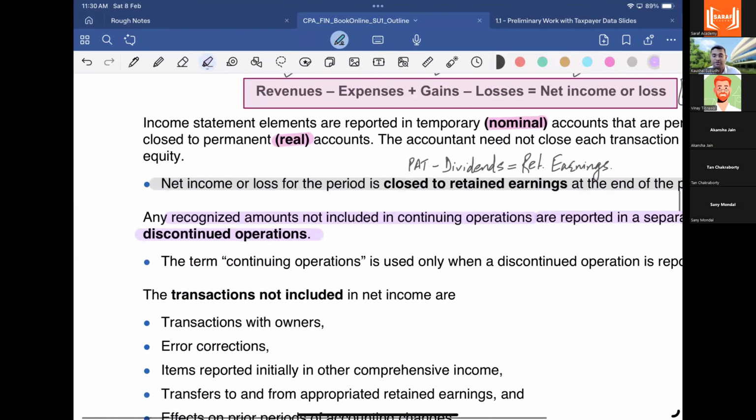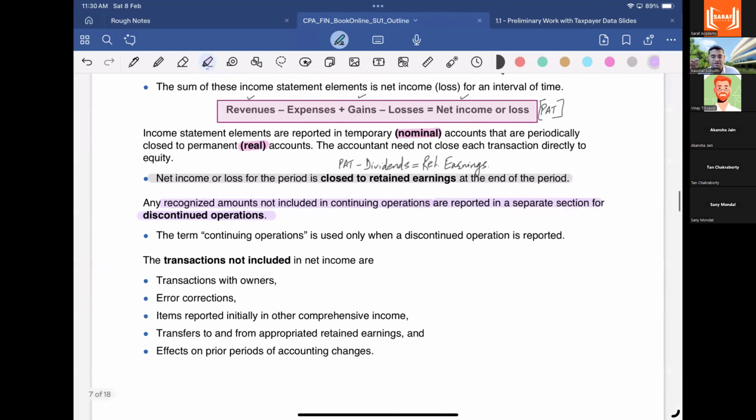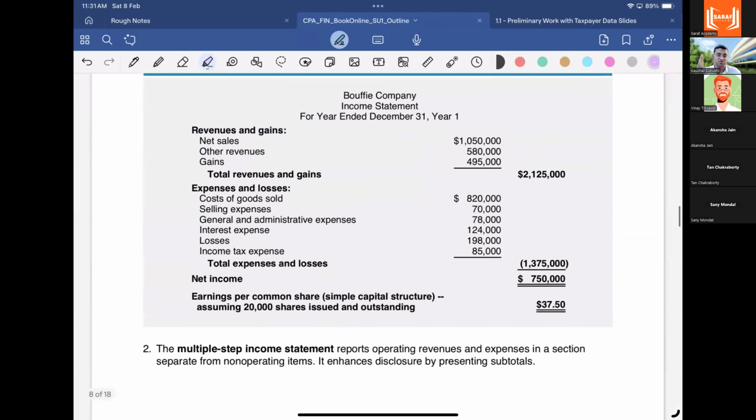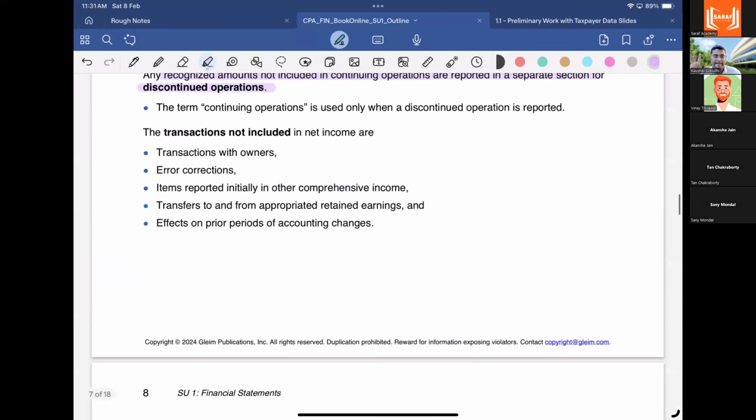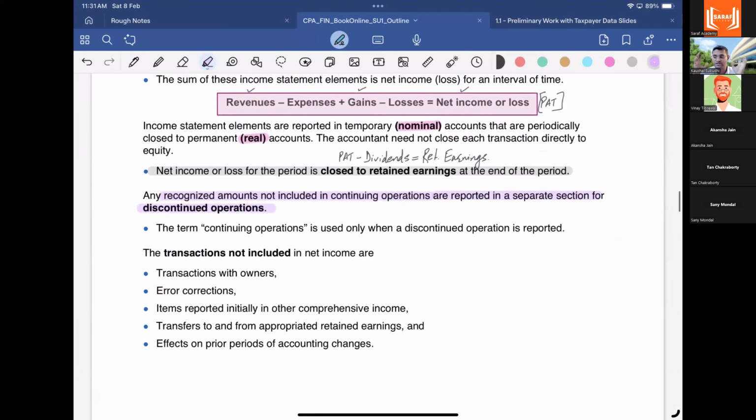क्या चीज? So कोई भी चीज जो any recognized amount which is not included in the continuing operations, just keep that in your mind. We would be showing you a sample income statement, as you guys can see over here. But before we get in there, just know this, that if something is not in operation, or there is a shutdown which has happened, or it's not a usual part of your daily business operations, then we would be calling it discontinued operations, right?